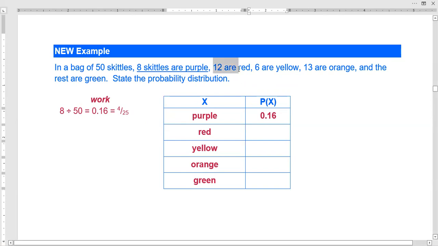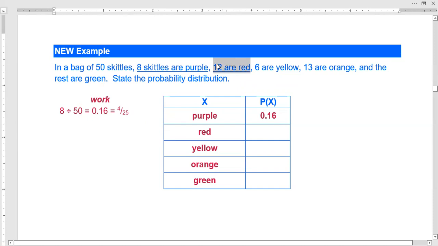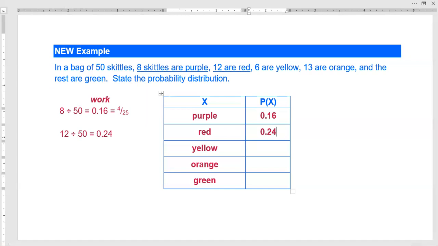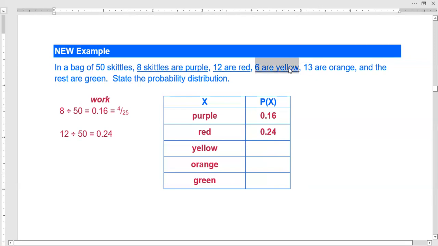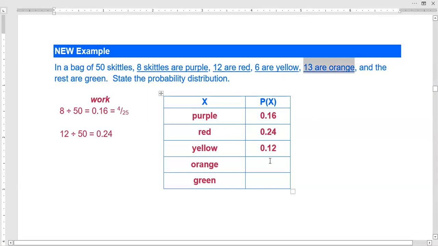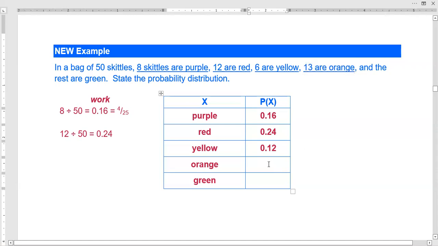All right, next we have red Skittles. We have 12 red. So I'm going to do 12 divided by 50. And that's going to give me 0.24. And we can fill in the rest of this table following that technique. So for yellow, we have 6. So if I do 6 divided by 50, that's going to be 0.12. We have 13 that are orange, and if I do 13 divided by 50, that gives me 0.26.